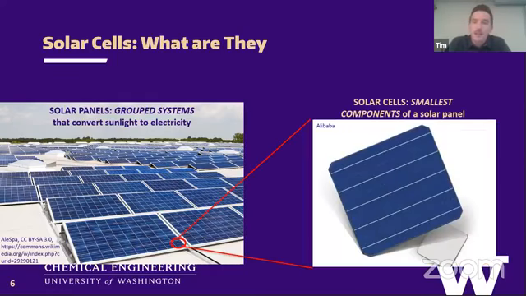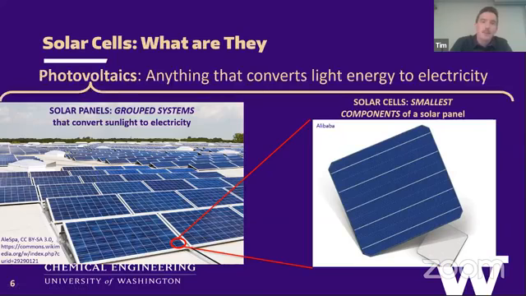A solar cell, on the other hand, is the smallest component of the solar panel. I think an imperfect definition of a solar cell would be the smallest subunit of a panel that still can convert light to electricity with the same efficiency as the larger panel.